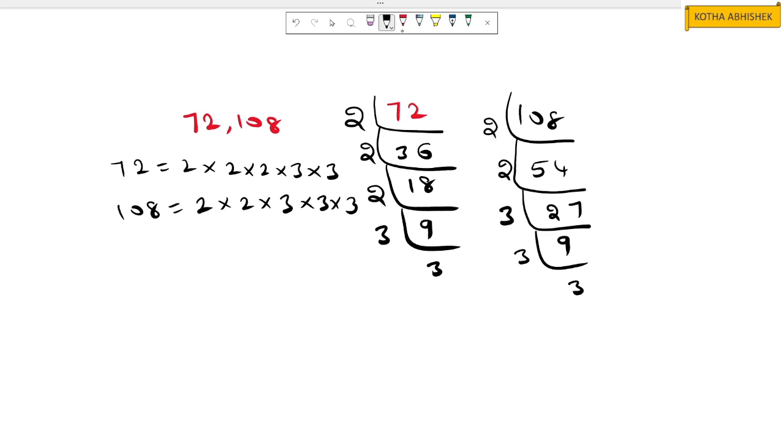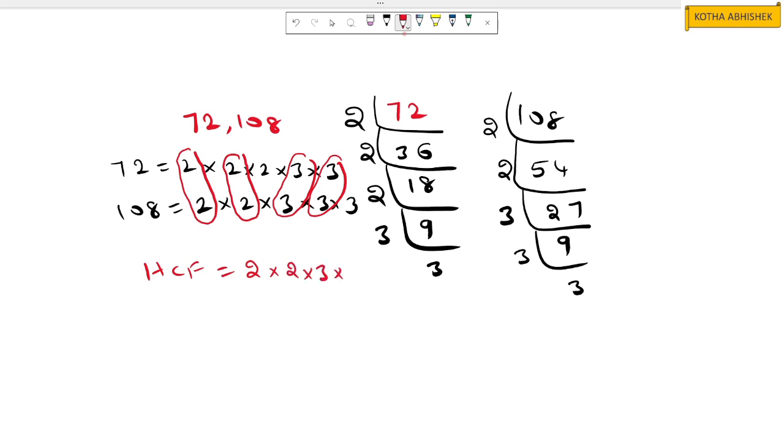Now let us check how to write the HCF as well as the LCM. So first, to write the HCF, pick the numbers which are common in both. 2 is common. Again, one more time also 2 is common. 3 is common. Again, one more time also 3 is common. So the HCF will be 2 into 2 into 3 into 3. If we multiply this, 2 2s are 4, 4 3s are 12, 12 3s are 36. HCF of 72 and 108 is 36.